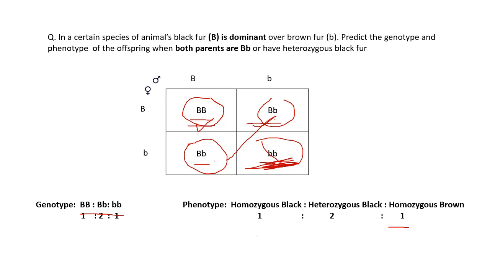On some occasions this answer can be 3:1 also, because if you are going to express it in terms of black and brown only, these two are black-appearing animals, so the ratio may be 3:1 in terms of black and brown. Okay, I hope now the answer is clear to all of you.